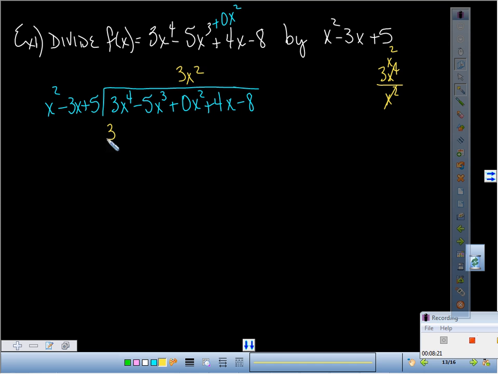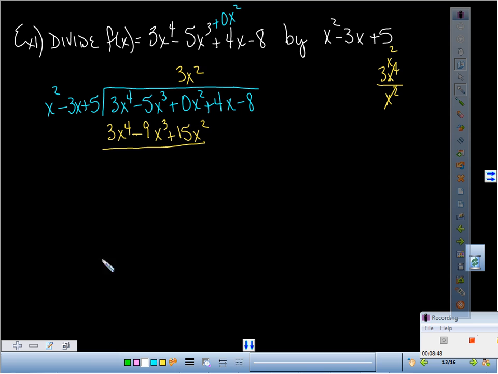So he goes here. 3x to the fourth. But y'all, you have to keep multiplying. You can't just pick and choose who you want to multiply by. Okay? What's 3x squared times negative 3x? Negative 9x to the third. Very good. Keep going. What's 3x squared times 5? Plus 15x squared.